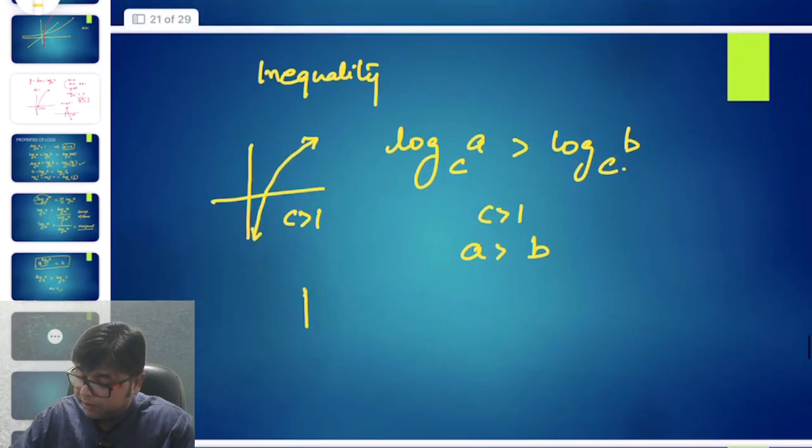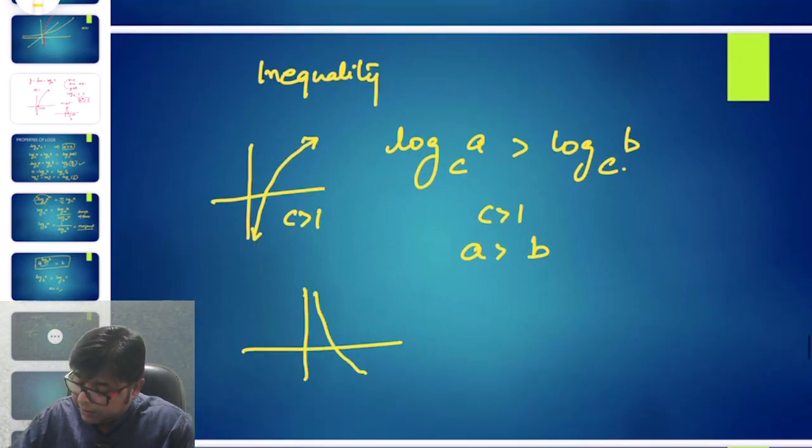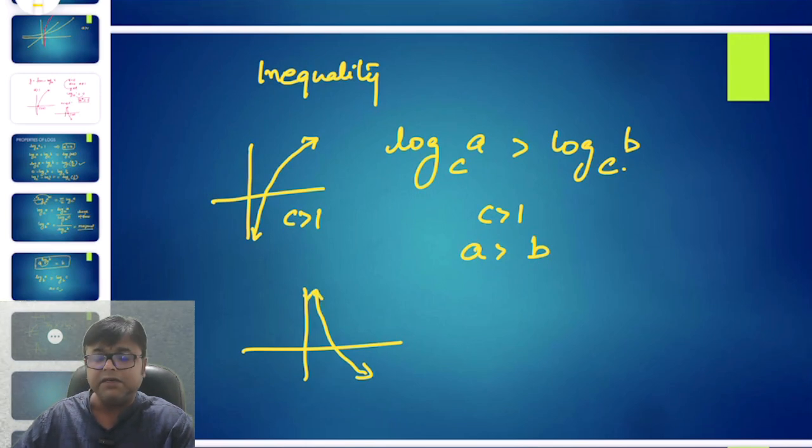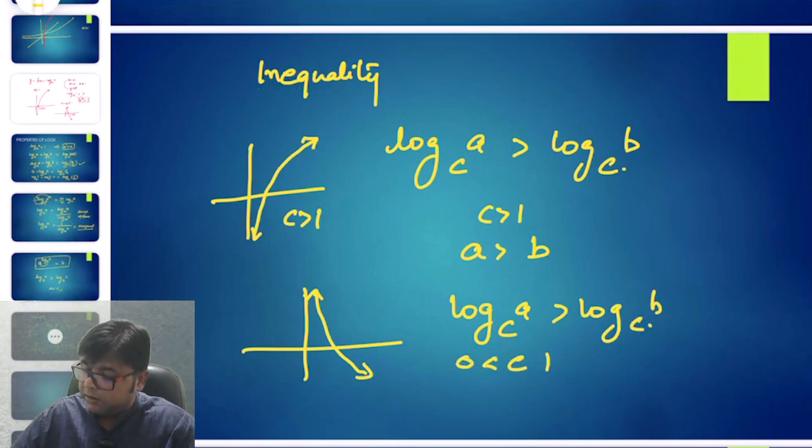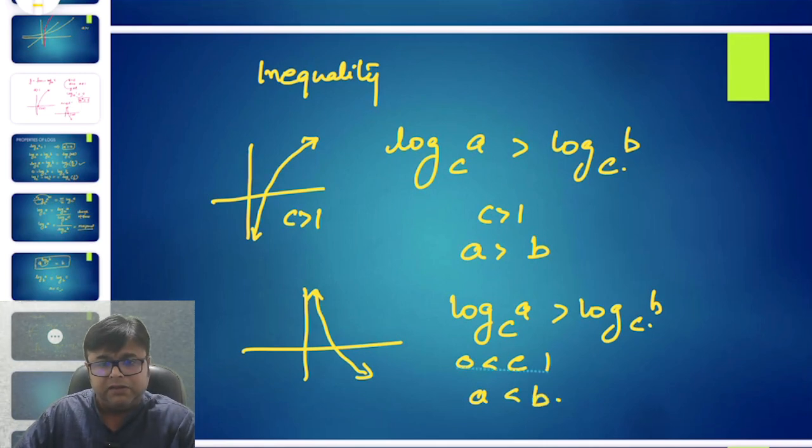But if I have the other graph, which is decreasing, as x is increasing, y is diminishing. So log a greater than c greater than log b greater than c, and here since c lies between 0 and 1, I will say a is less than b, since it's a decreasing function, right? This is something which you will study in calculus. You must have studied it in calculus, but if not, then I'll cover it later in the chapters, right? So right now just understand this much, right?